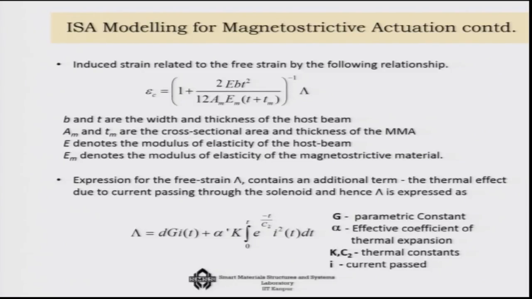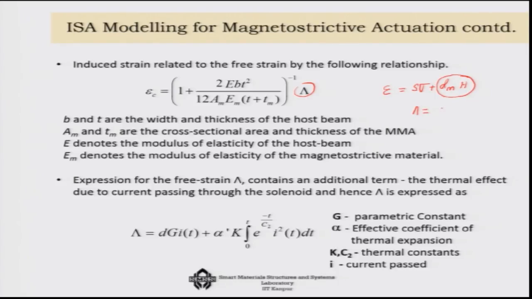Now, what is the lambda next? The next question will be, where am I going to use the constitutive relationship in the system? Now, lambda, as you know, is the free strain in the system. So, what was the strain expression? If you just try to recall, it was S sigma plus D of the magnetostrictive material times H. Now, lambda is the active free strain which comes from this point. Okay? So, this is lambda.